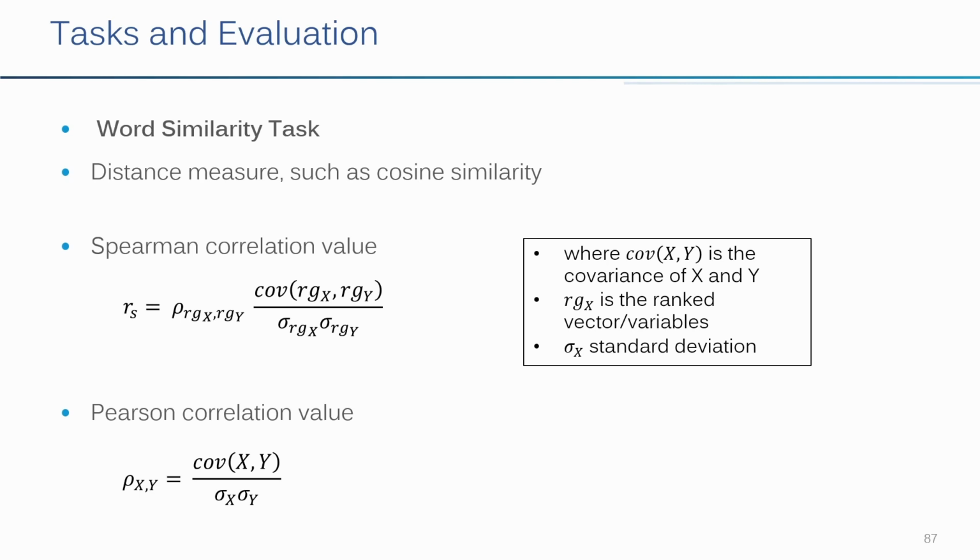Popular metrics to do this are the Spearman correlation and the Pearson correlation. They're pretty much similar. The first one considers the ranked variables for the two things that you are comparing. Let's say two comparisons that you're doing, from the gold standard and from your own predictions.